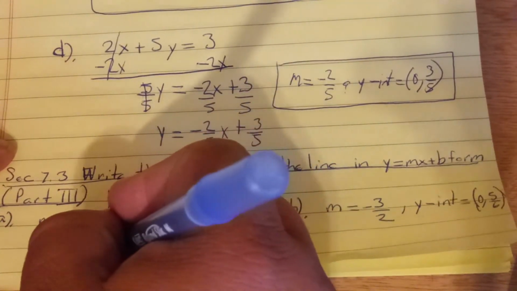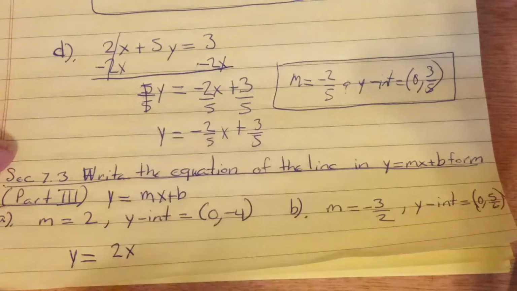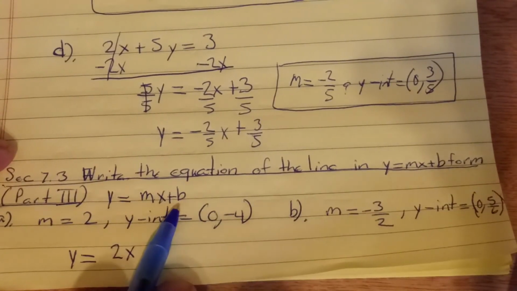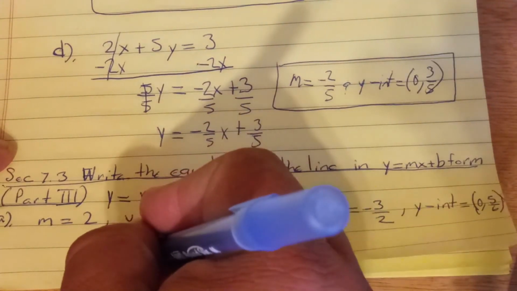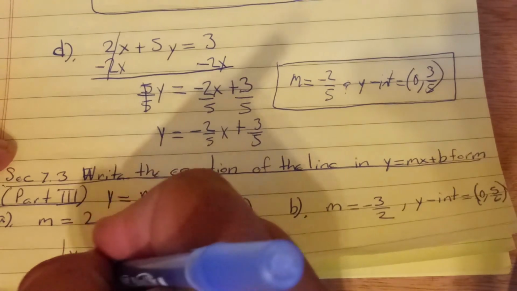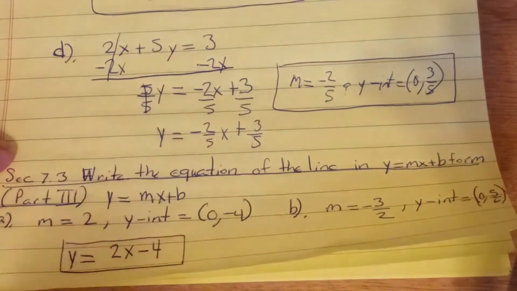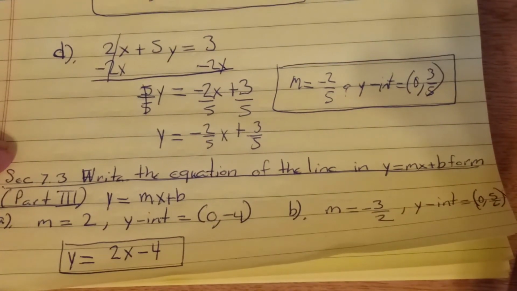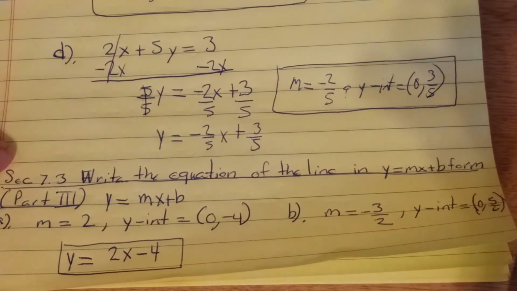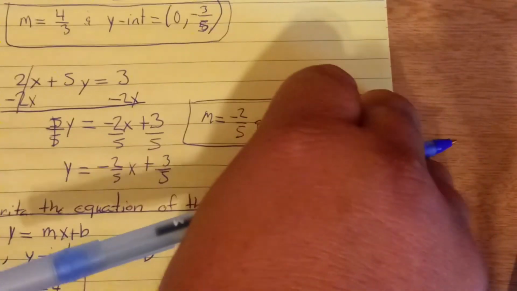So the slope is 2. And remember, the y-intercept is -4. So for that b right there, we're going to put -4. And that is your equation for this. So it's y = 2x - 4. Nothing difficult about that. Same thing with the other one.